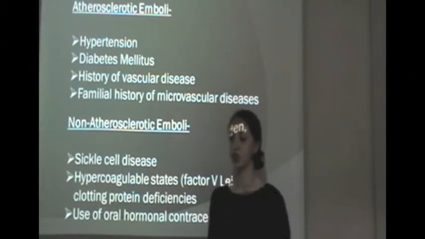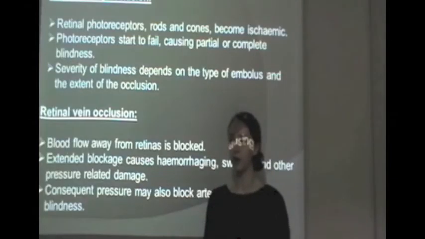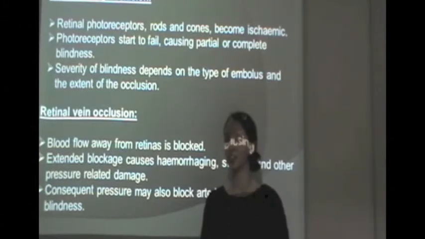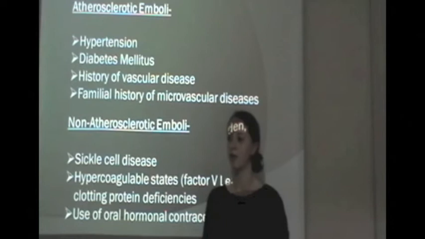Retinal vein occlusion occurs when the embolus is lodged inside the veins of the retina. Blood flow away from the retina is blocked. This extended blockage causes hemorrhaging, swelling and other pressure-related damage such as edemas. Consequent pressures may also block arteries, causing further blindness. Risk factors of atherosclerotic emboli include hypertension, diabetes mellitus, history of vascular disease or familial history of microvascular diseases.